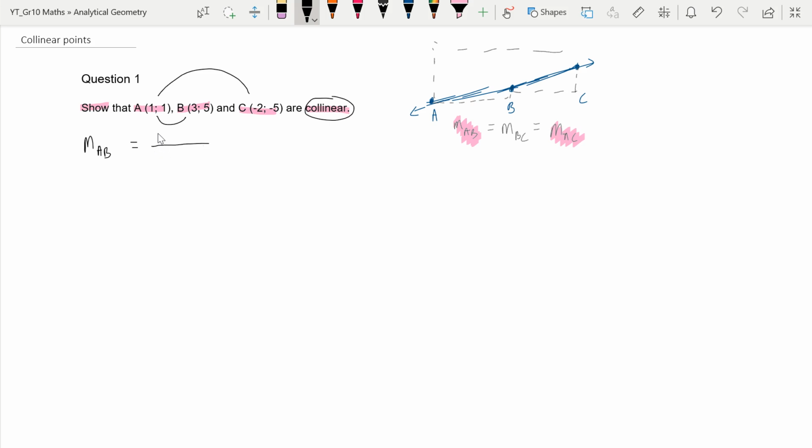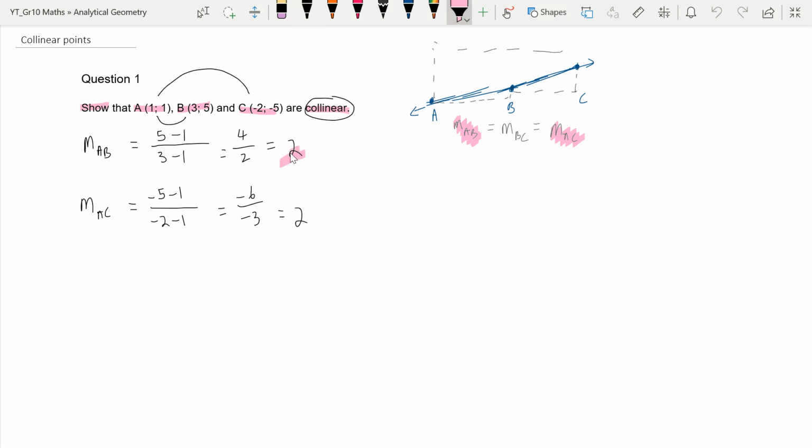The gradient of A and B would be 5 minus 1. I'm subtracting my 2 y values, starting with point B, and then I'm subtracting my 2 x values, starting with B again. And that gives me 4 over 2, which is equal to 2. So I get that the gradient for AB is 2. Let's see what the gradient for AC is. The gradient for AC is equal to, I'm going to start with point C. Make sure that you agree with my substitution there. And that also gives me 2.